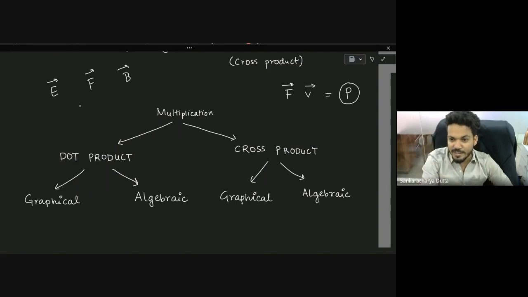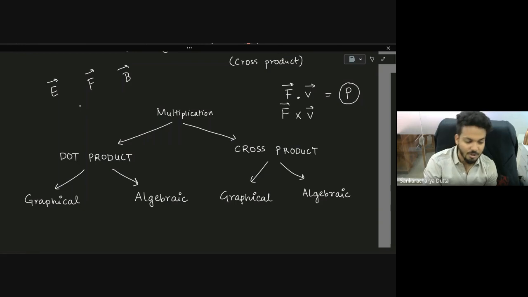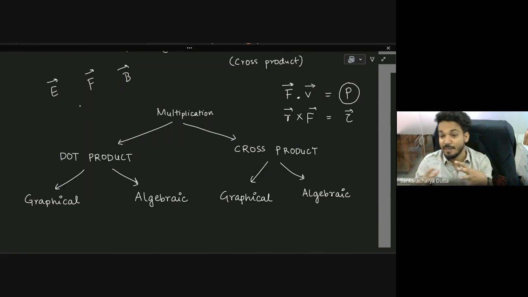That is when mathematicians define two kinds of multiplication. If you have two vector quantities being multiplied in a dot product manner, that is when you get a scalar answer that does not have a direction. And when you multiply using a cross product, F cross v doesn't mean anything. But r cross F, what does that mean? That is a vector quantity that again makes sense.